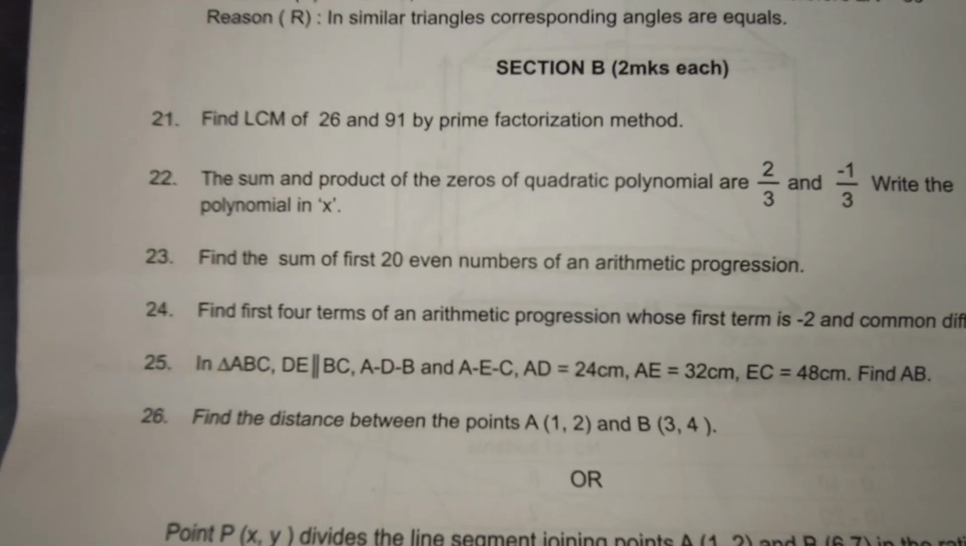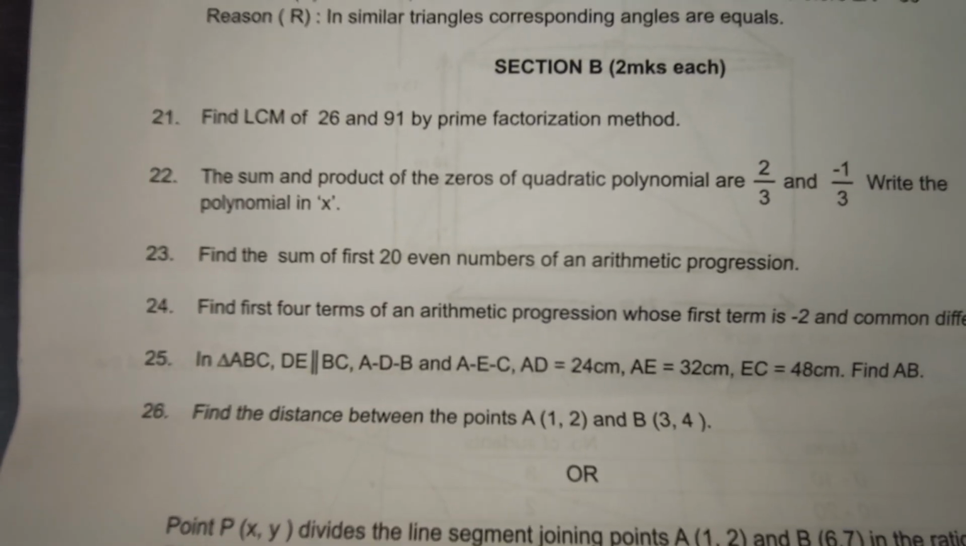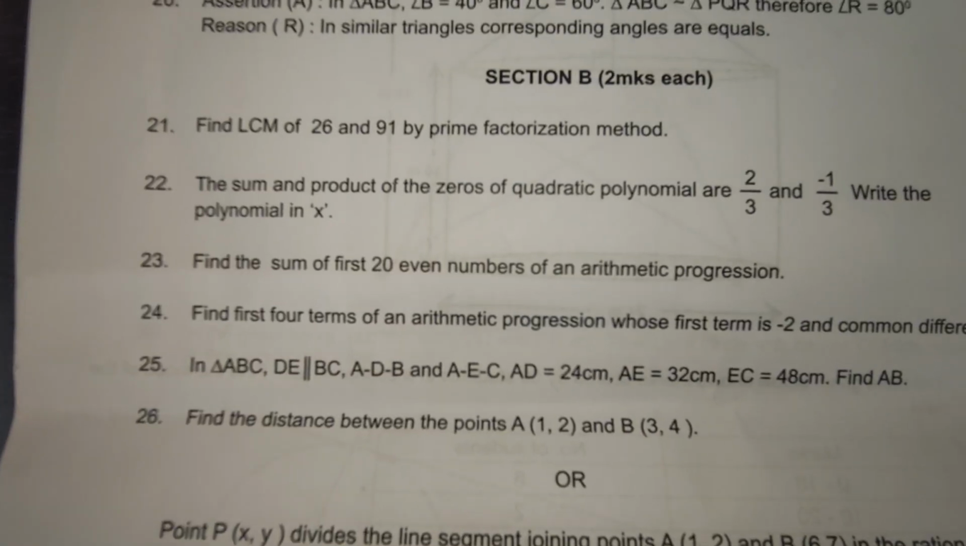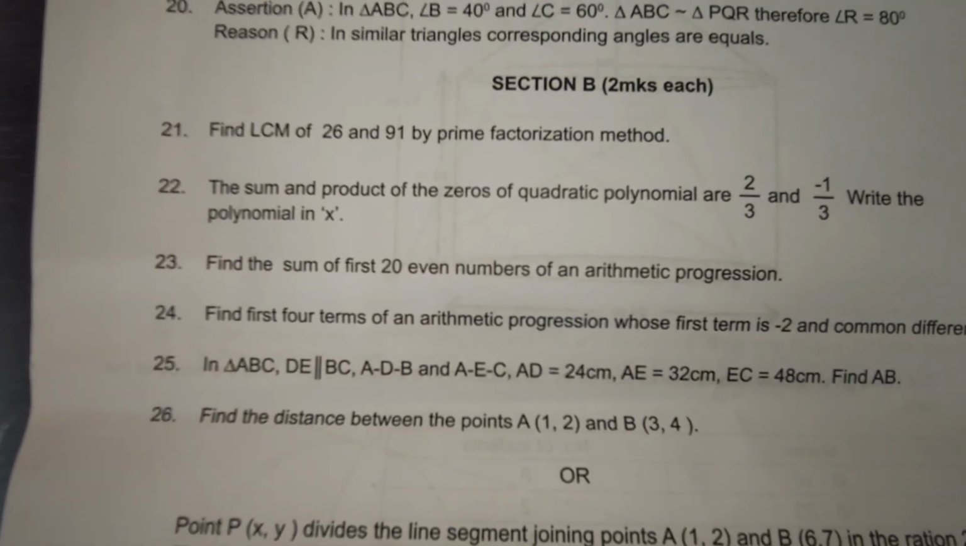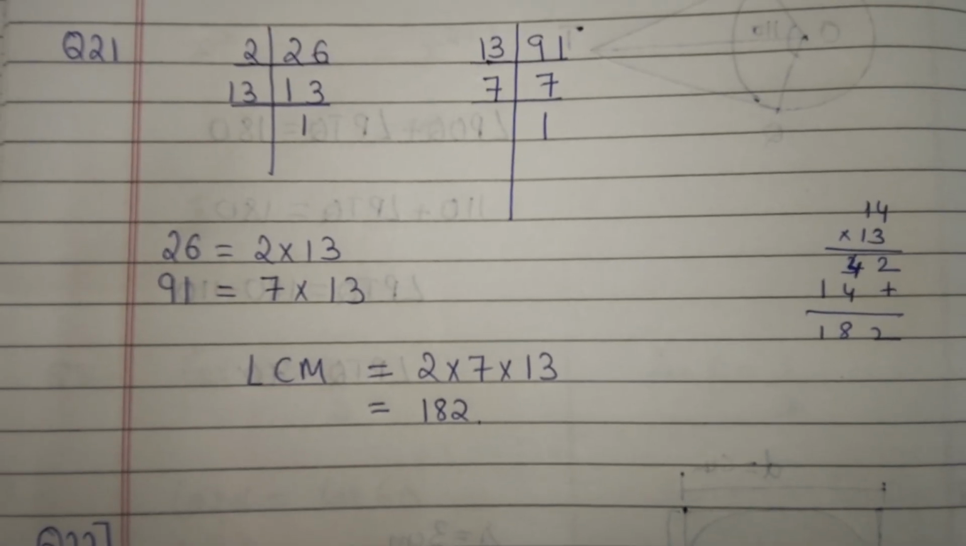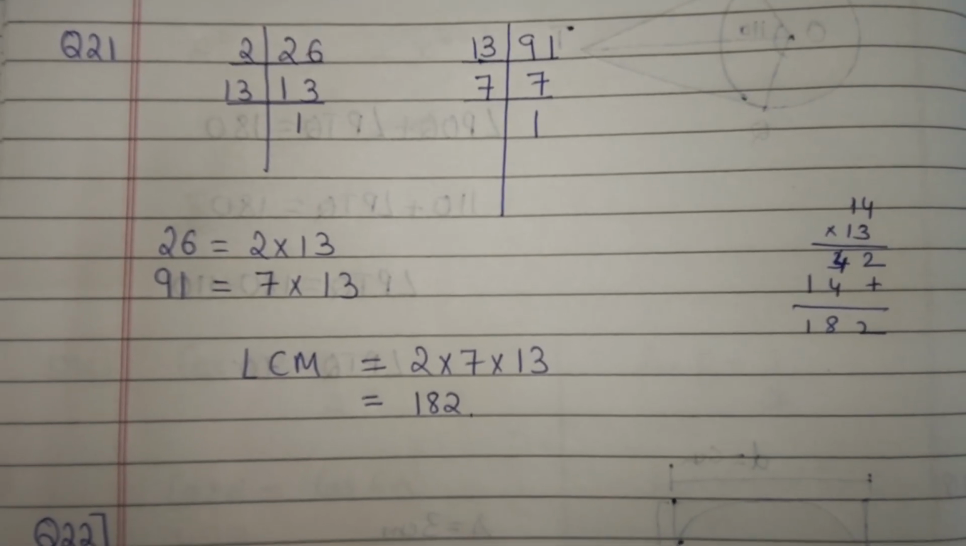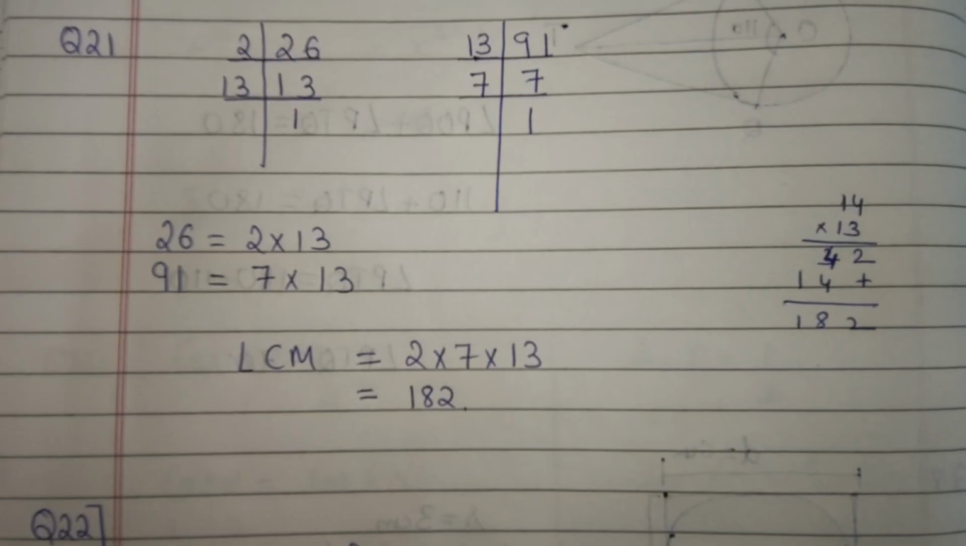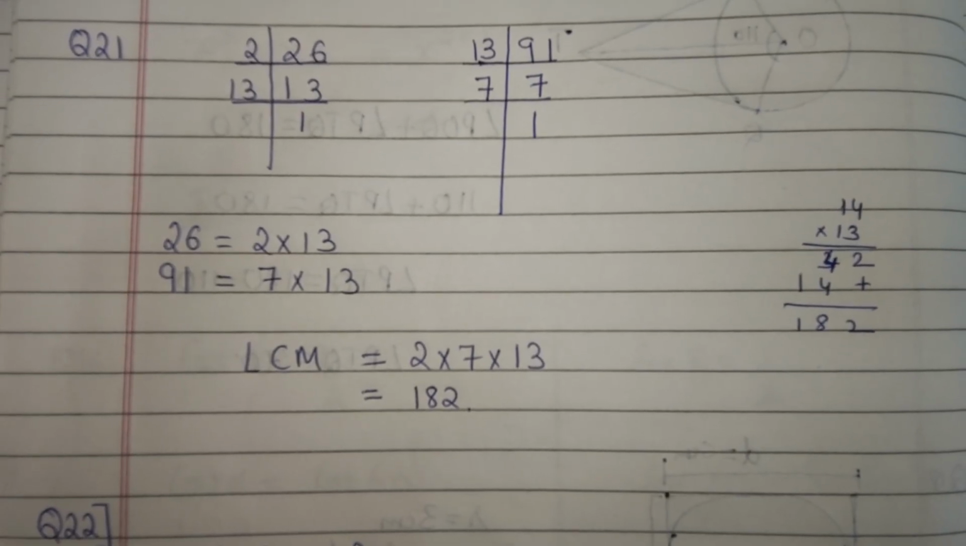Section B. Question number 21. Find the LCM of 26 and 91 by prime factorization. So remove the factors of 26: 2 multiplied by 13, and factors of 91: 7 multiplied by 13.